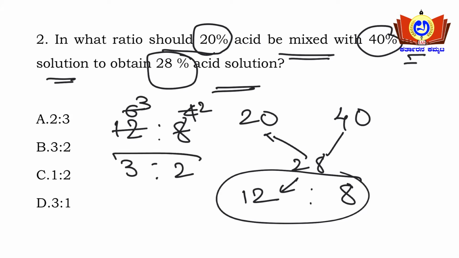So 3:2 is the ratio in which we need to mix the 20% acid solution with the 40% acid solution so that we can obtain an acid solution of 28%. Simple guys. So we are moving to the next question.